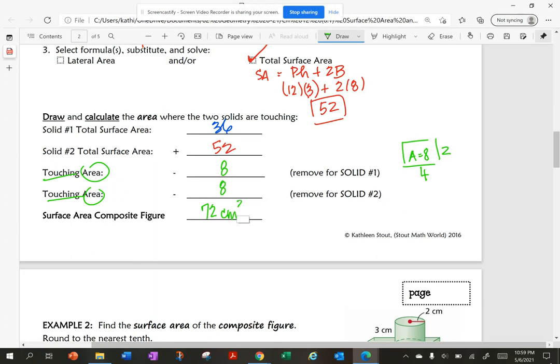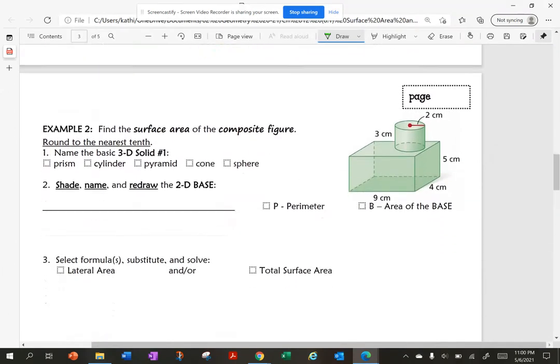Okay, so for composite figures, I want to find the total surface area of each figure, and then I'm going to subtract out what's touching. And it's usually twice as much because it's on both figures. All right, let's try another one with different shapes.